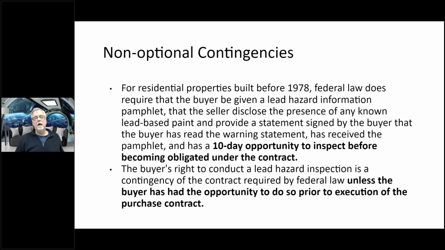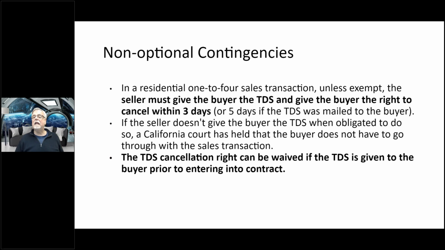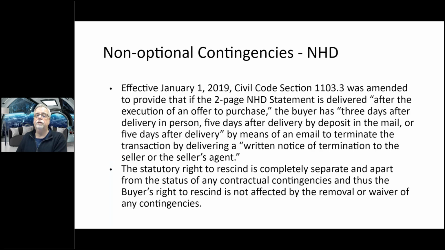Non-optional contingencies: there is a time period where you're supposed to be able to inspect the property because of lead-based paint. I've never had anybody do that. By the way, with the TDS, if it's delivered after the escrow period, there's a mandatory minimum amount, and the buyer has a right to back out. It doesn't matter that the buyer made the offer without any contingencies. If the TDS has not been given to the buyer, they have a right to back out. They just do. There's also one, I believe, on the natural hazard disclosure.